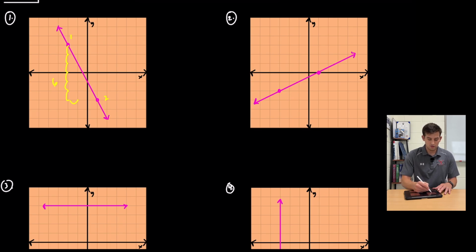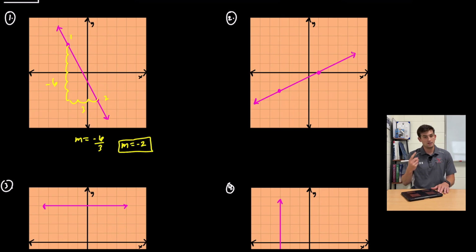And then 1, 2, 3. So I'm going to call this -6 because we went down 6. And then we went right 3, so it would be positive 3. Okay? So my slope here, we have -6 over 3. And when we have slope, we can reduce the slope. So we can just say this one would be -2 because we know that -6 divided by 3 is -2, right?